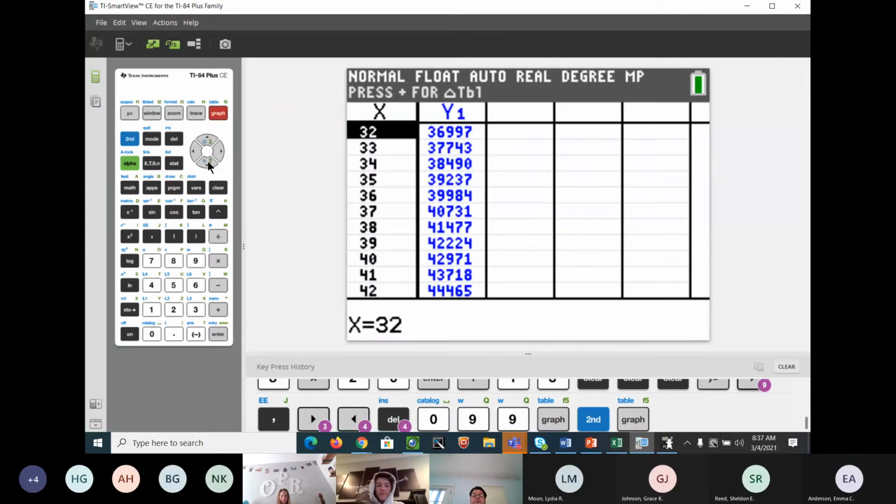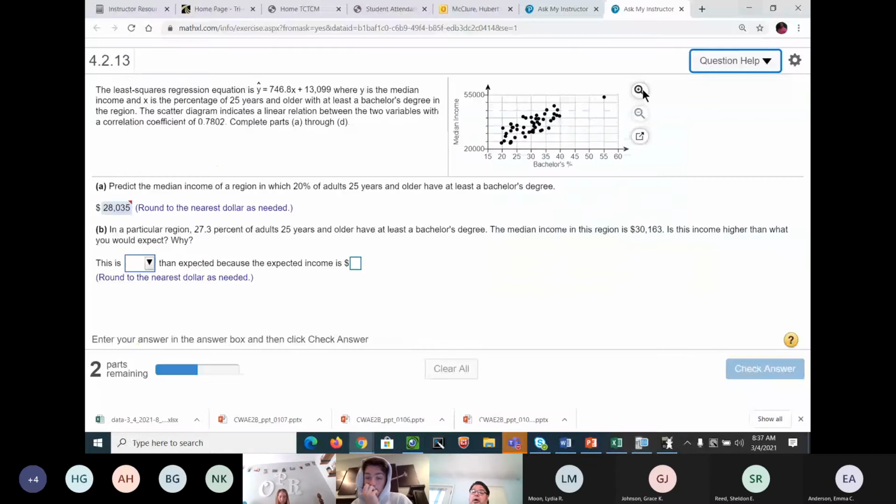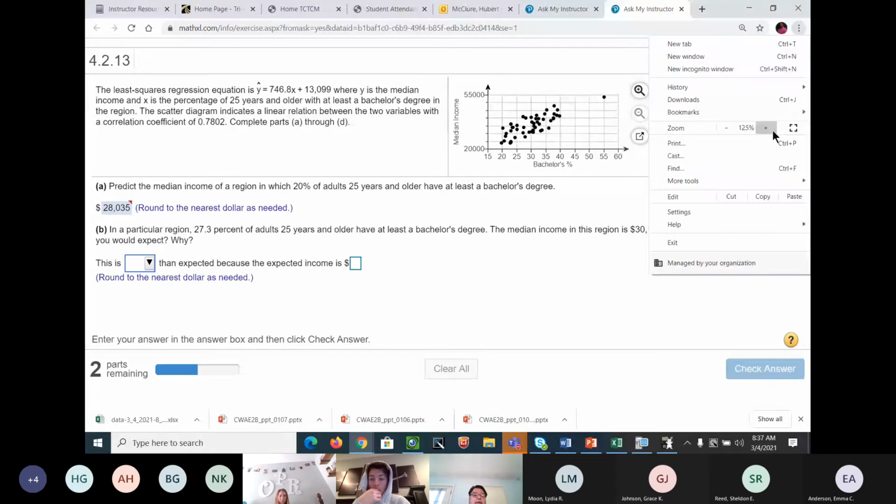There it goes. All right, what I did inadvertently, I'm sorry, I didn't read the question right. This says 13,000. I'm going to have to blow it up because I can't see. That's a comma, not a decimal. I had it as a decimal. Sorry about that.